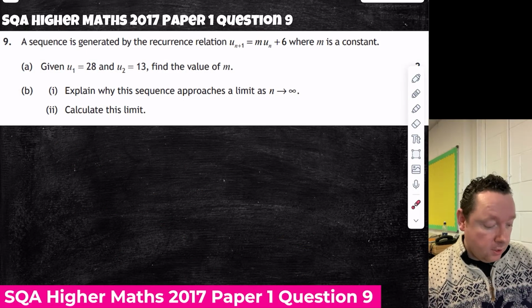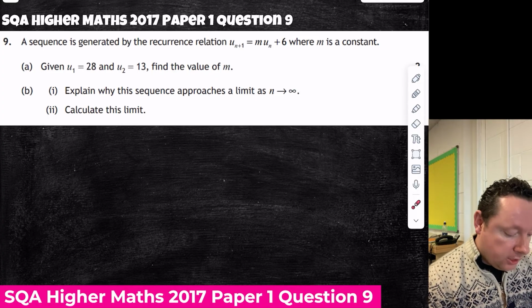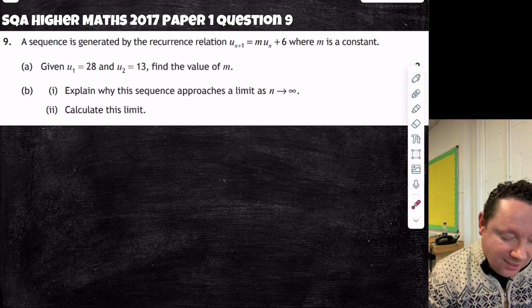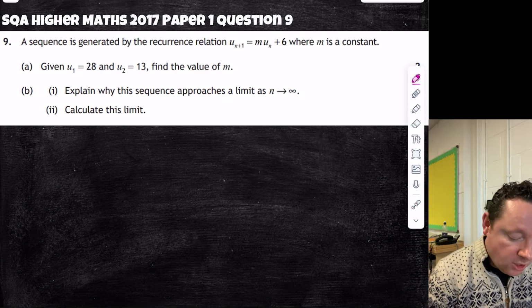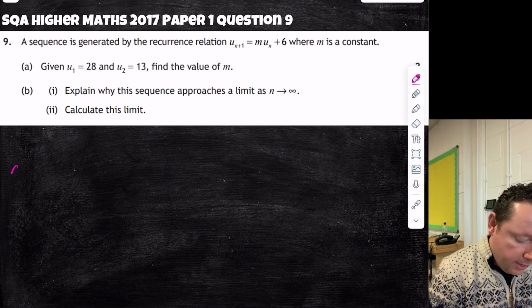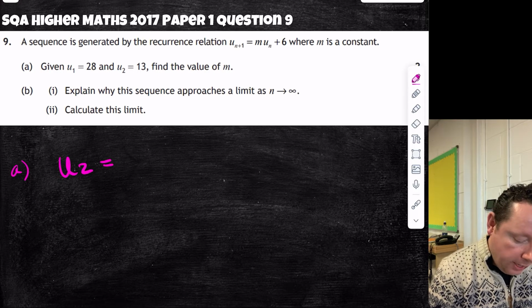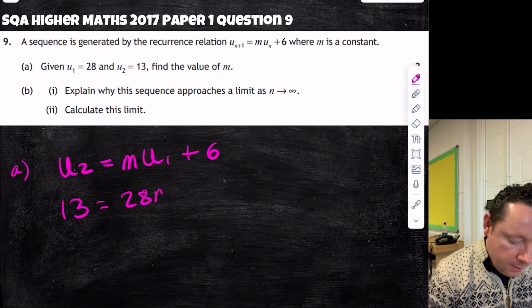SQA Higher Maths, 2017 paper 1 question 9 on recurrence relationships and limits. A sequence is generated by the recurrence relationship u(n+1) equals m u(n) plus 6, and m is a constant, a number. Given that u1 is 28, u2 is 13, find m. So we're just substituting in. For part A, we know that u2 is equal to m times the one before, u1, plus 6. So u2 is 13 equals 28m plus 6.